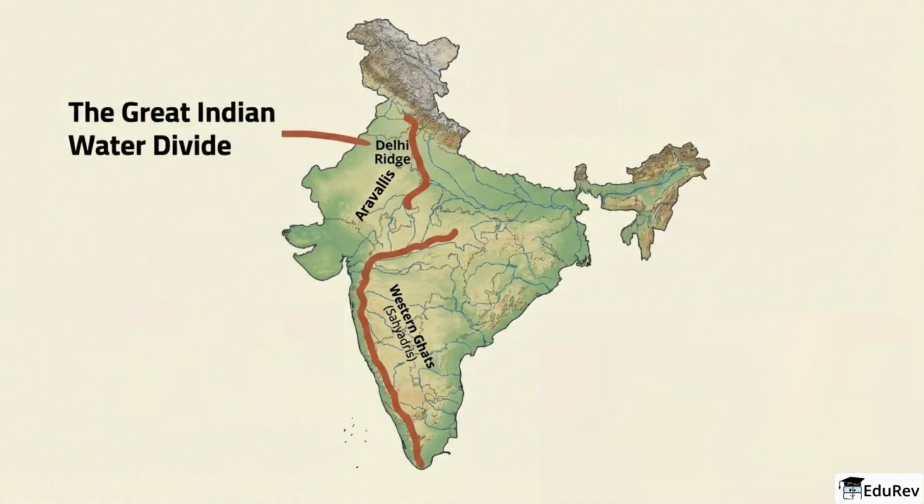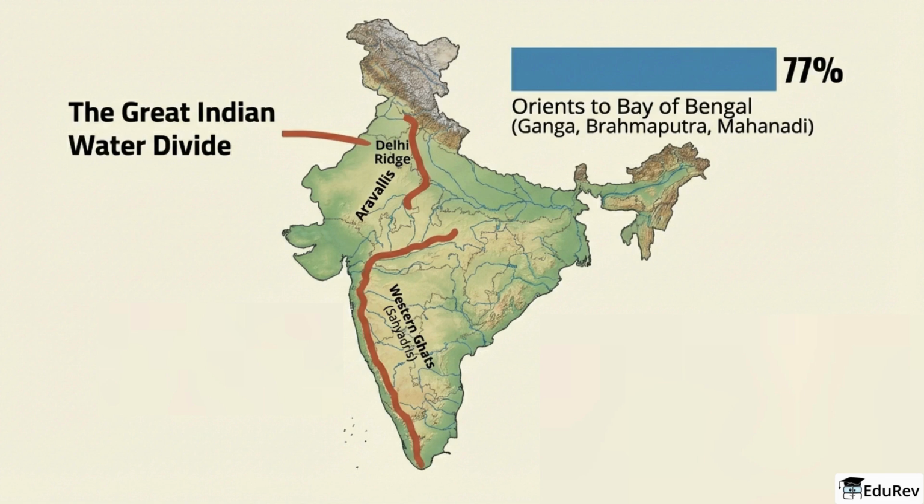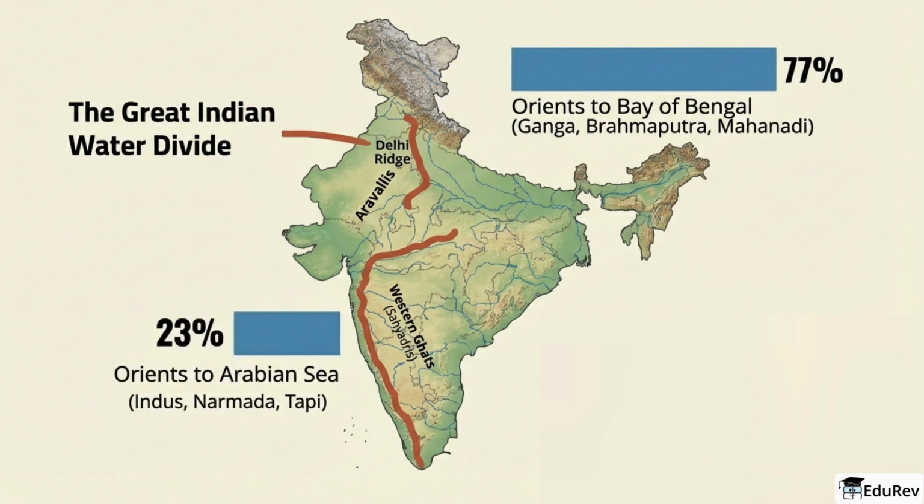India has a major internal separator, the Great Indian Water Divide. Roughly 77% of India's drainage is oriented toward the Bay of Bengal. That includes the Ganga, Brahmaputra and Mahanadi systems. About 23% is oriented toward the Arabian Sea. That includes the Indus, Narmada and Tapi systems. The big structural markers here are the Aravalli, the Delhi Ridge and the Western Ghats or Sahyadris.